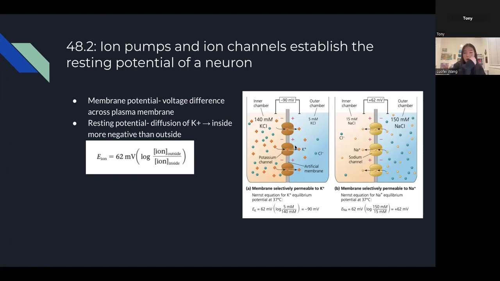The magnitude of the membrane voltage at equilibrium is called the equilibrium potential, and this is how you calculate it. It's 62 mV times the log of the ion concentration outside over the ion concentration inside. This is an equation that's good to know because it was tested on a USABO. I think they provided the equation, but you have to remember the 62. So it's just good for calculations.